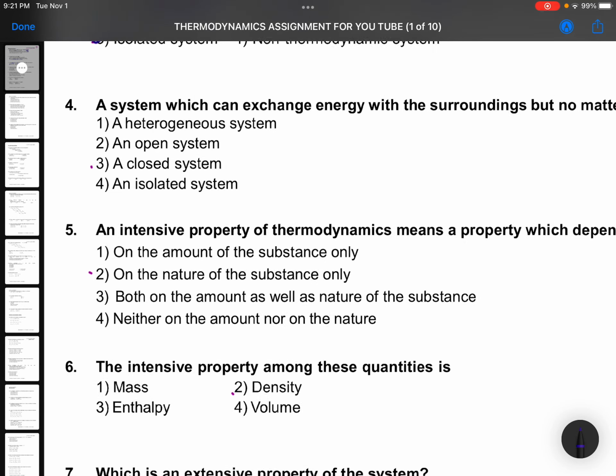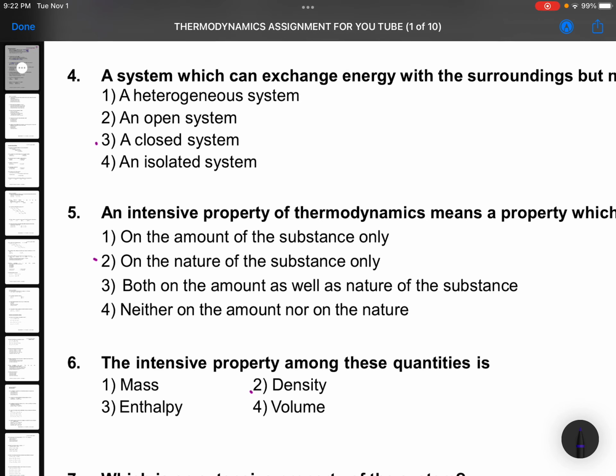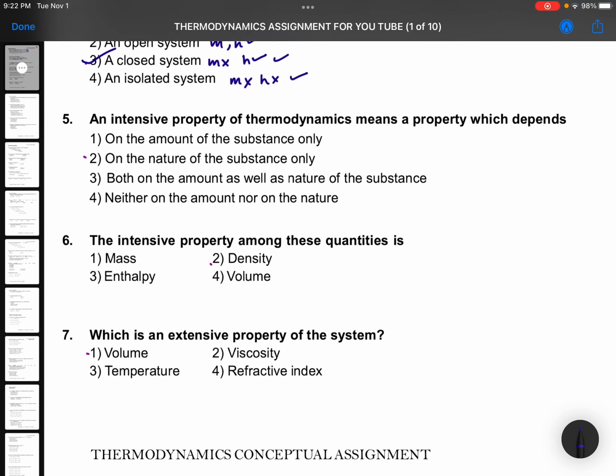A system which can exchange energy with the surroundings but no matter is called a closed system. Open means both matter and heat are exchangeable. Here matter is not, but heat is exchangeable, closed system. Both not possible is isolated system. Just now we were discussing. Examples: hot coffee in an open cup, hot coffee in a closed cup, hot coffee in an ice flask. Very simple examples.